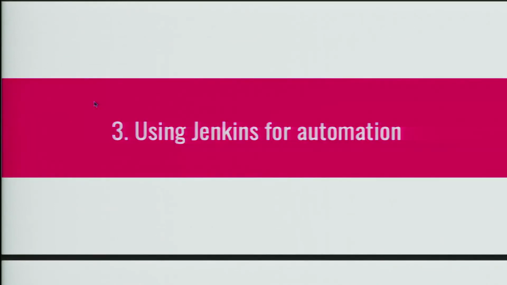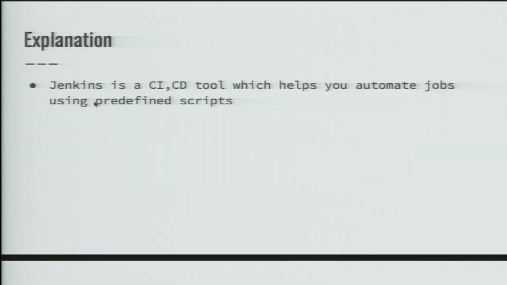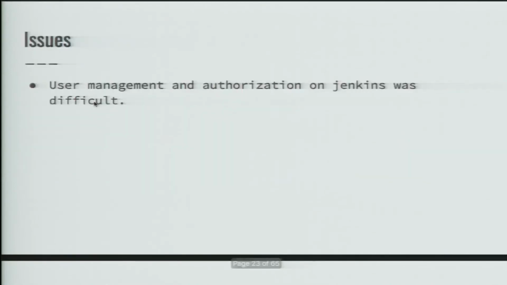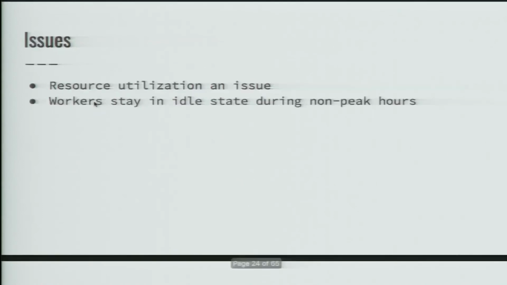And third is old and gold, using Jenkins for automation. That is a CI/CD tool. One major reason was that user management and authorization on Jenkins was difficult, giving authorization access to users. Second, resource utilization was an issue.